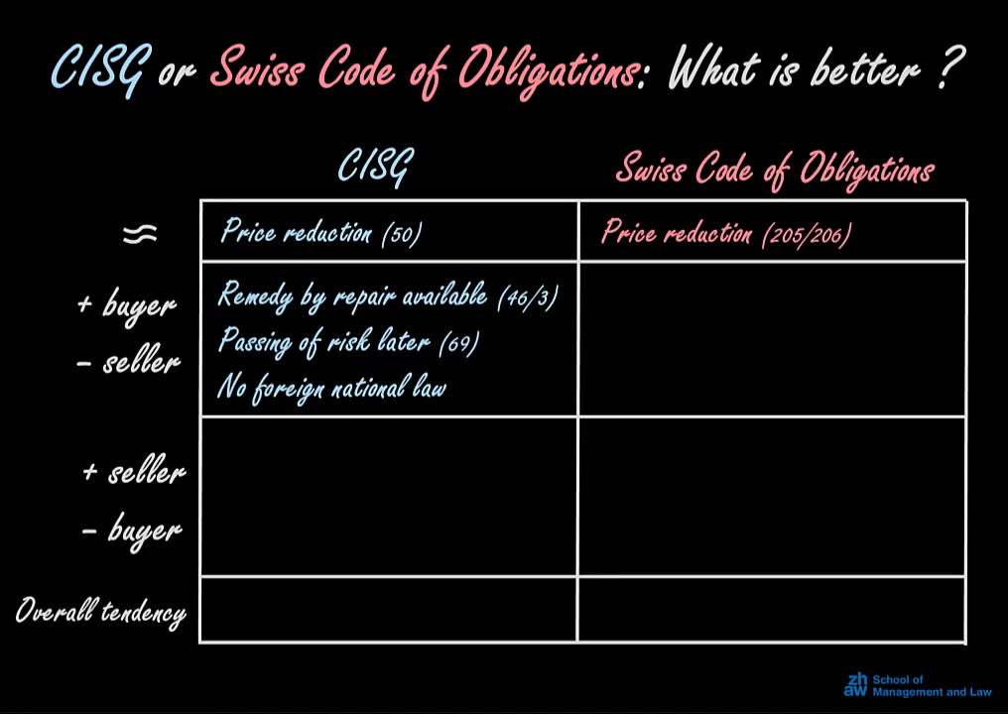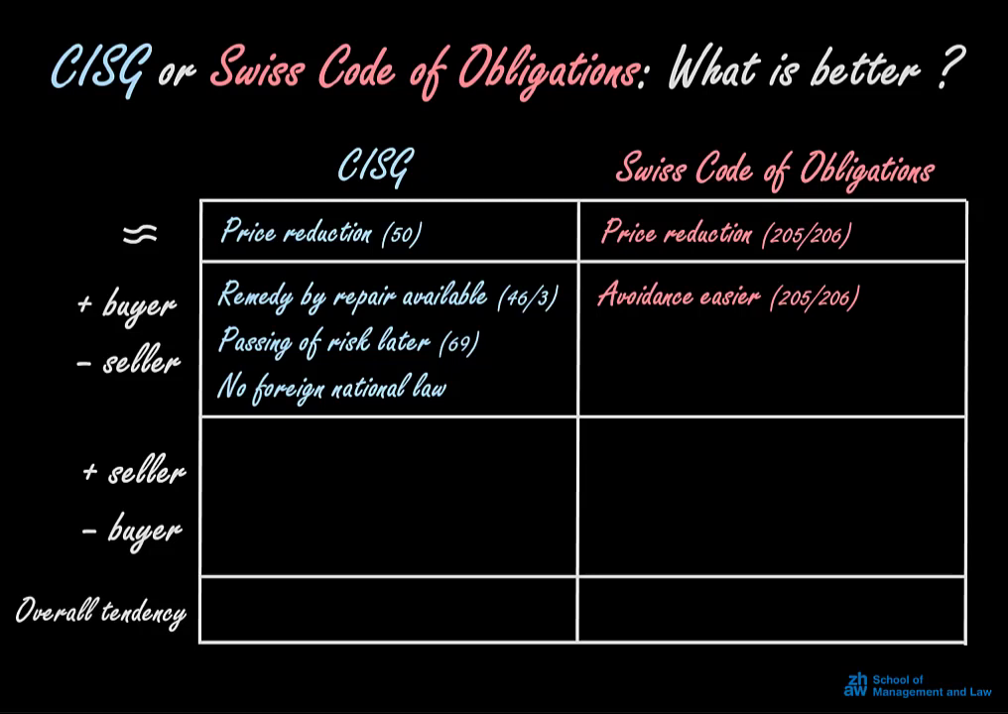On the other hand, there are also some advantages for the buyer corresponding to disadvantages for the seller in the Swiss Code of Obligations. First of all, avoidance is easier under the Swiss Code of Obligations, since there is not the same requirement of a fundamental breach of contract as provided for in the CISG.